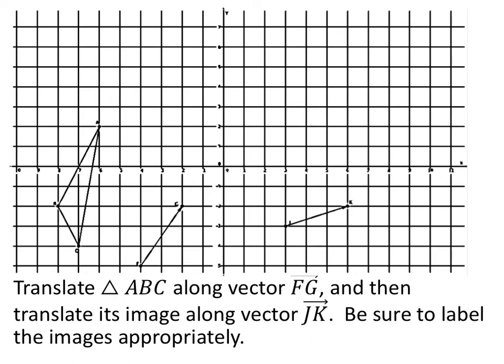Take a moment with your partner and translate this triangle. This is a triangle ABC. First thing you're going to do is translate it along the vector FG right here. And then after that, you're going to translate it along the vector JK right there. Make sure you label the images appropriately. I'll give you guys a couple minutes to do that because it's two translations.